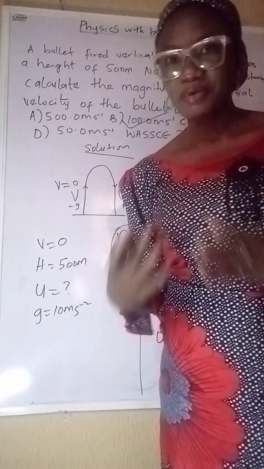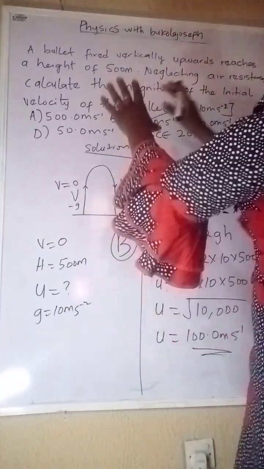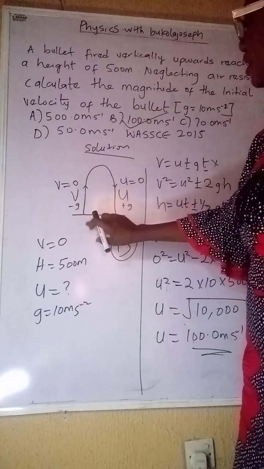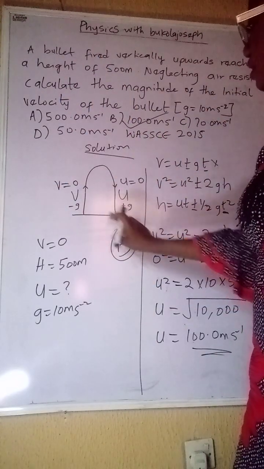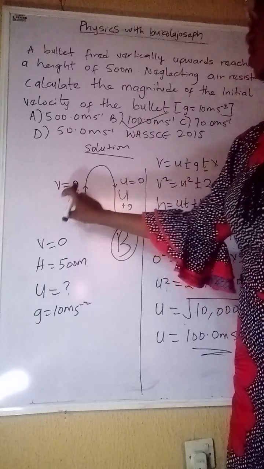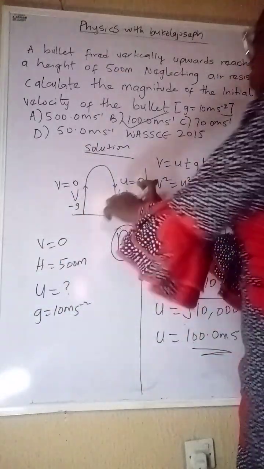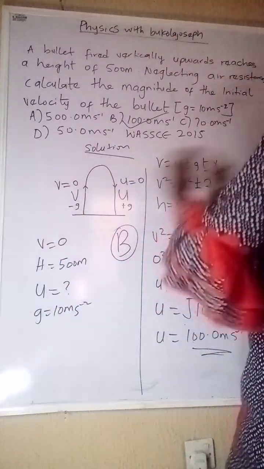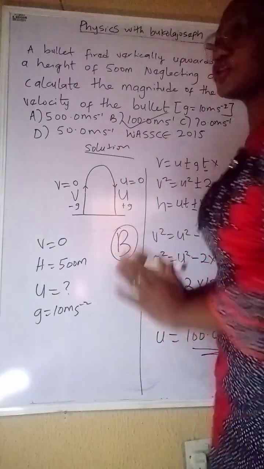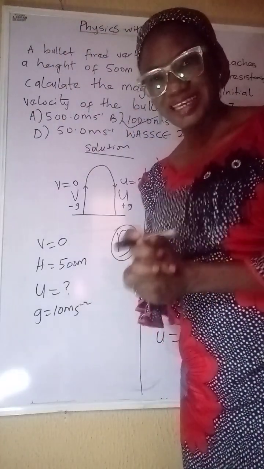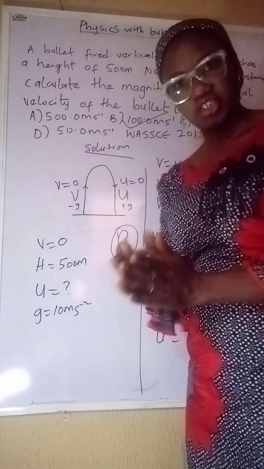I hope you still remember what I said: when you see this kind of question, please make out time to draw this diagram. Then you put V is equal to 0 on this end and U is equal to 0 on this side. If the body is going against gravity, g is negative. If it is coming with gravity, g is positive.